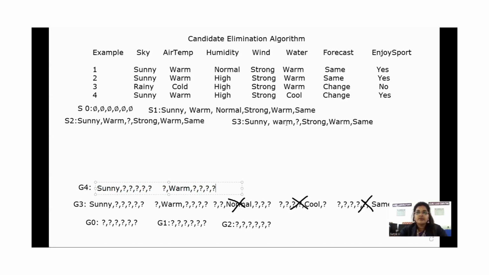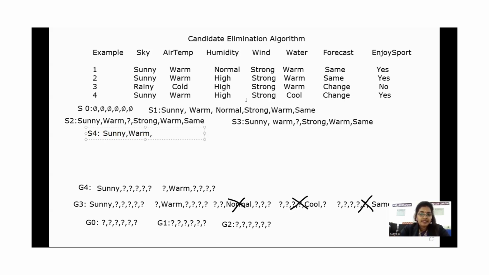What we have to do, once the G4 is completed, now we'll move on to the S4 because S4 is not over, right? So now we'll move on to the S4. So what we have to do, we have to compare this S3 with your fourth example. If it matches, write as it is. If it does not match anything, then we have to make it as a question mark. Right? That is the criteria for this. So I'm just writing S4. So what is the first one? Sunny. See, here also it is sunny and here also it is sunny. Both are matching. So what we have to write? Just write sunny as it is. The next step, here also warm and here also it is warm. So I'm writing warm as it is.